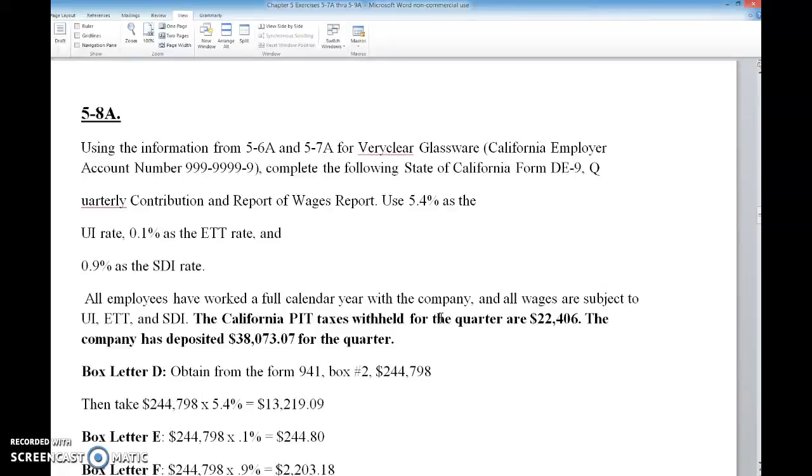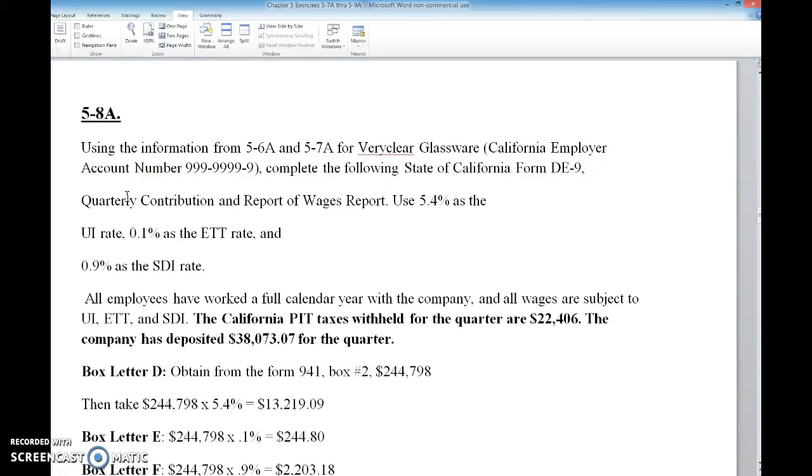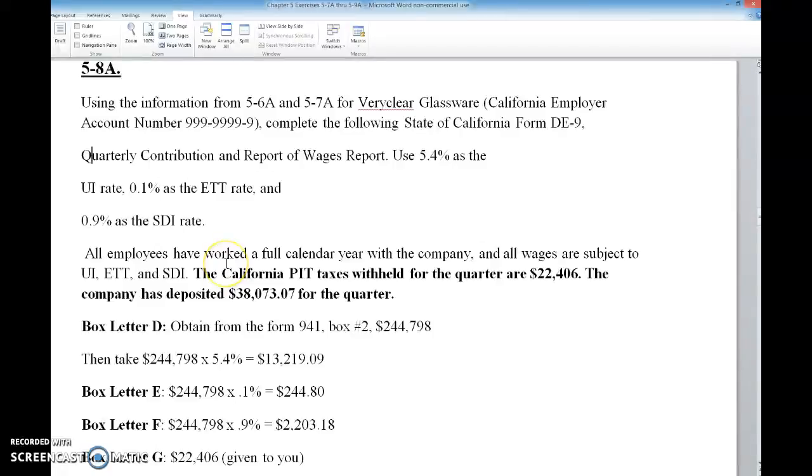On problem 5-8A, and this is on page 182 in your book, we're going to fill out the quarterly contribution return and report of wages. We're going to fill out form DE-9 for the quarterly contribution report. All right, so they give you the rates here. All employees have worked a full calendar year, and all wages are subject to the UI, ETT, and the SDI.